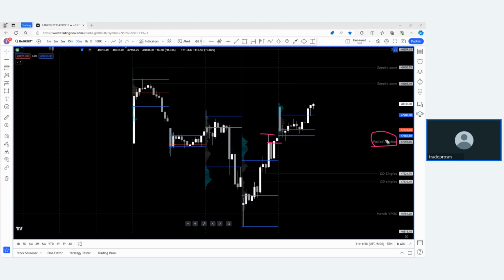That is why I have marked this as a confirmed failed auction by end of the day. At that point of time, I had marked this as a probable FA. A probable FA you can analyze by 2-3 scenarios. One scenario is that you get an extension below the IB, but price is not able to close below the IB. It is getting a close back inside the IB. This is considered to be a probable FA.